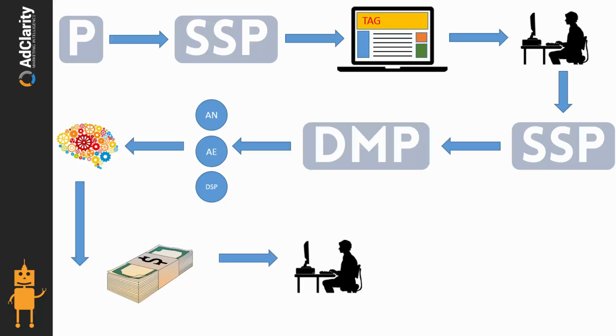And then the winner sends instructions on how to retrieve the creative to the ad exchange, which then sends it to the SSP, which then sends it to the publisher. And finally, the ad is shown to the user.